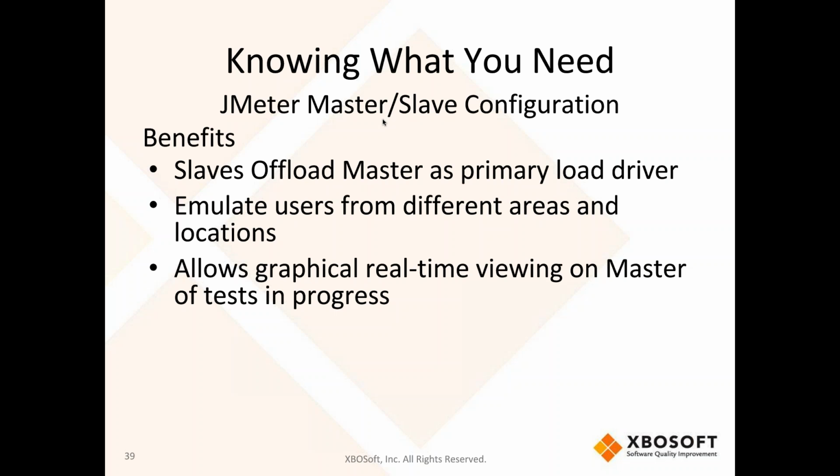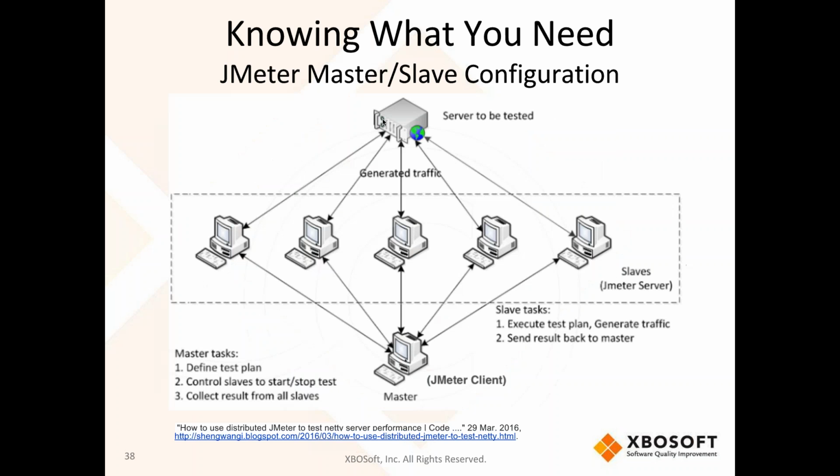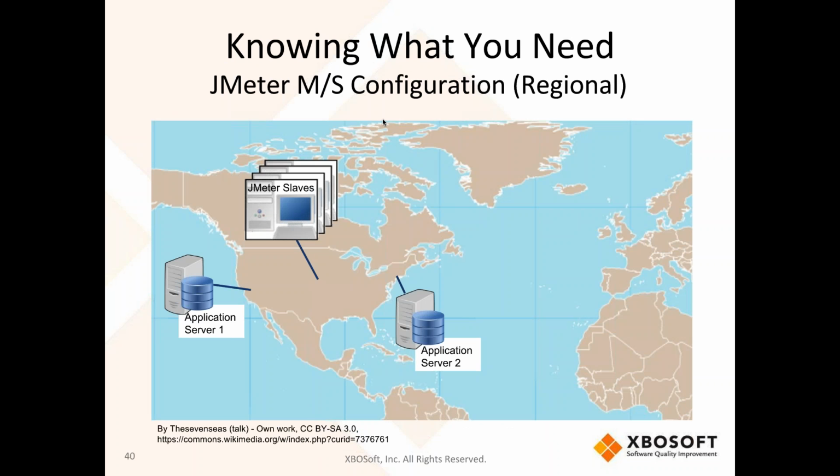And you can emulate users from different areas and different locations. Let me show you what I mean by that. So in this particular case, I'll call this regional. And you have the JMeter slaves. If you went on to AWS, or if you went on to Azure, which we also had success with, we've had success with both as far as setting up virtual machines in the cloud at different locations to be able to drive load.